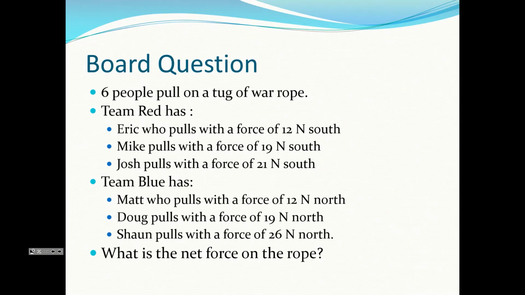Okay, so this is a board question. So pause the video, try it on your own, and see if you get the right answer, and I'll go through it right now. So 6 people pull on a tug-of-war rope. Team Red has Eric, Mike, and Josh, who pull with 12, 19, and 21 newtons all south. Team Blue has Matt, Doug, and Sean. They pull all north, 19, 12, and 26. If we want to find the net force on the rope, so this N is newtons, just in case you don't remember that from past classes.